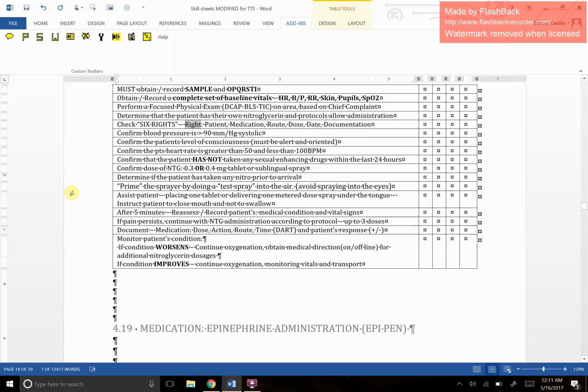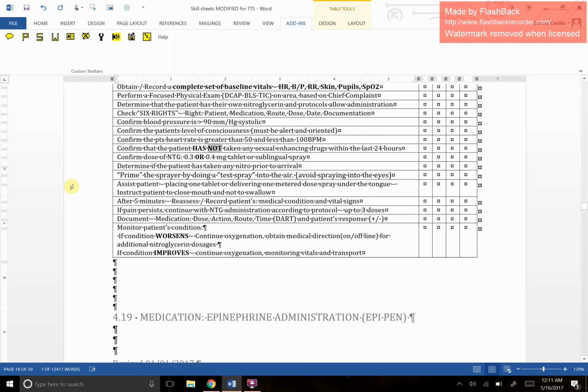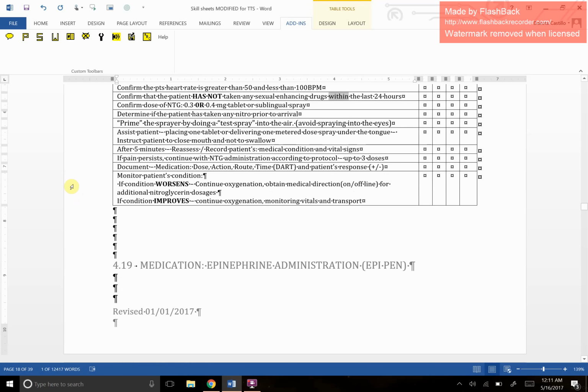Check 6 rights: right patient, medication, route, dose, date, documentation. Confirm blood pressure is above 90 mmHg systolic. Confirm the patient's level of consciousness, must be alert and oriented. Confirm the patient's heart rate is greater than 50 and less than 100 bpm. Confirm that the patient has not taken any sexual enhancing drugs within the last 24 hours.